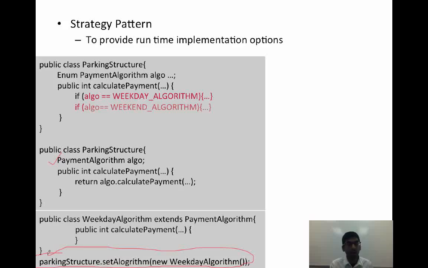So the code has less coupling, and it's a lot easier to maintain, and it's more object oriented than having a bunch of if-else statements. So go to your design, look at any places where you have multiple options that you might want to change at runtime, and replace them with the strategy pattern.